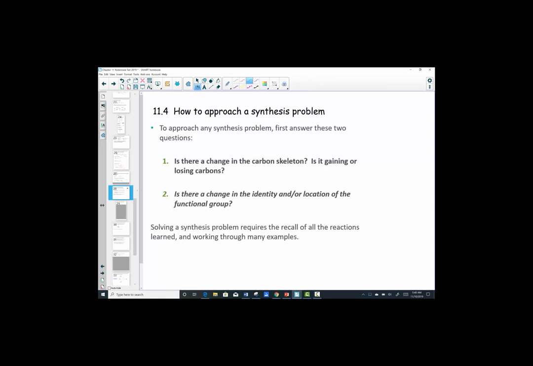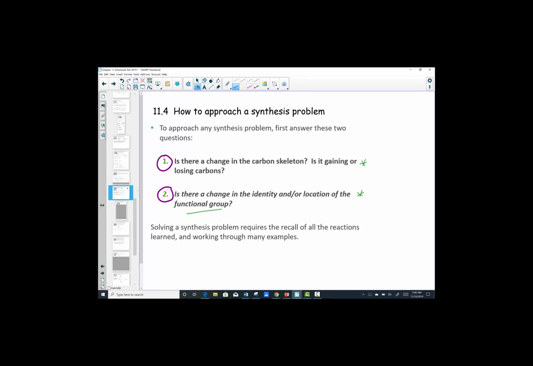So as we begin 11.4, ask yourself these two questions every time you're approaching a synthesis problem. Is there a change in the carbon skeleton? Are we losing carbons? Are we gaining carbons? And how might I achieve the change in the carbon skeleton? Sometimes the answer is no, and you move on to the next question. Is there a change in the identity and/or the location of the functional group? So the same two questions as we processed in our first series of lessons in video 1.